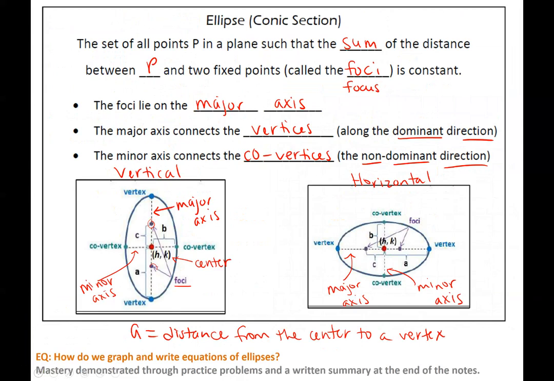Sorry about that. Okay, so a is the distance from the center to the vertex. You should definitely write this down. Very important. And also something else about a. This one is always the bigger number for an ellipse. So that's really important, bigger number for an ellipse. Then we have b, which is the distance from the center to a co-vertex.